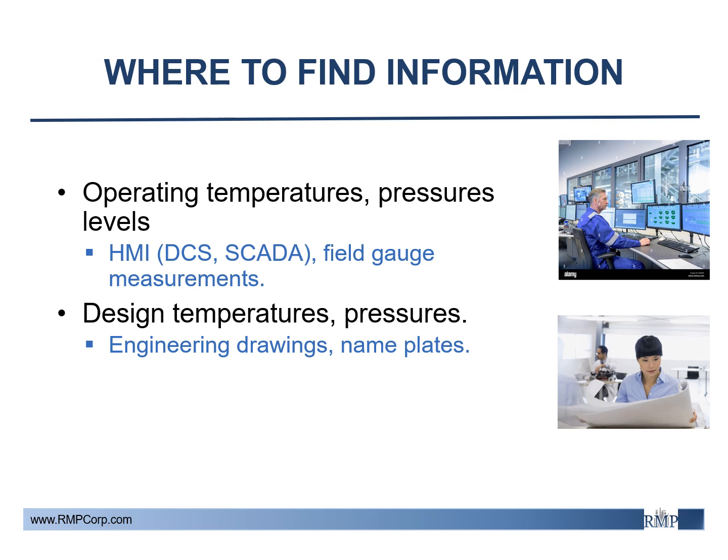Operating parameters can be found a few ways, the easiest being through the HMI, whether that's a DCS system or SCADA, seeing the values on screen, or going into the field and seeing what the equipment is set to and what gauges are reading. For design parameters, this can be found in the latest field-verified drawings or on equipment nameplates.